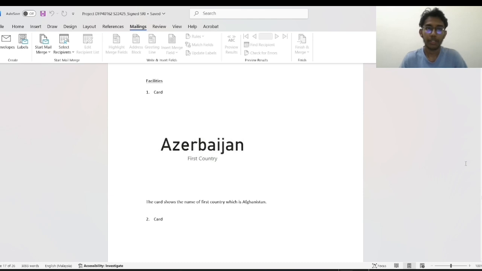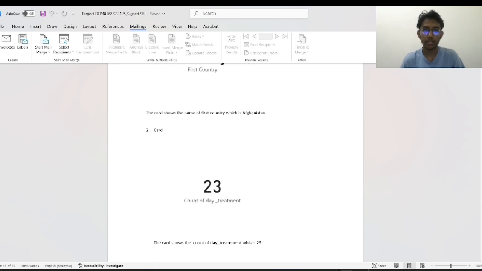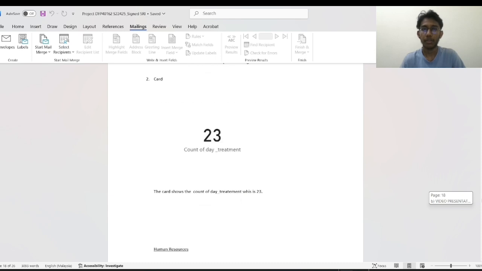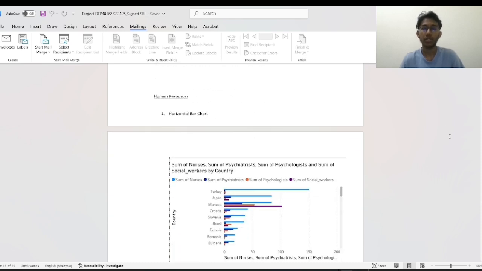So next is the facilities. We have a total of two cards. The first card shows the name of the first country, which is Afghanistan, and the second card shows the count of day treatment, which is 23. So I pass to my friend to talk about human resources.